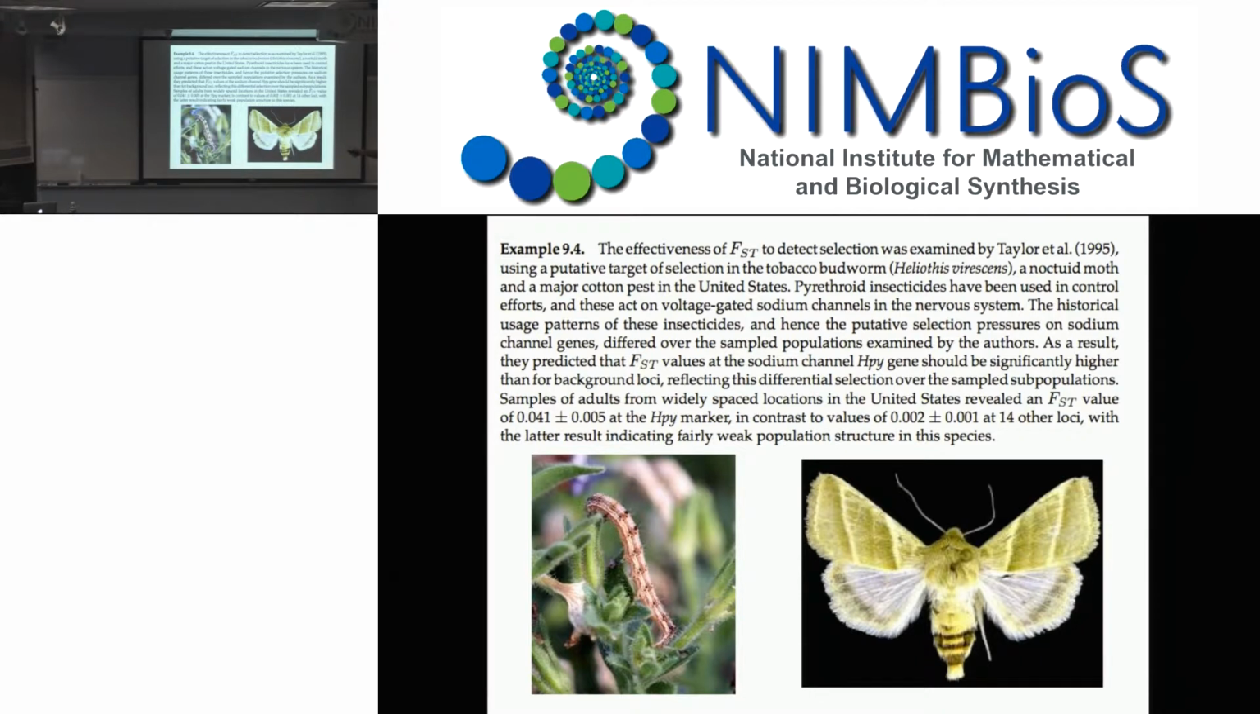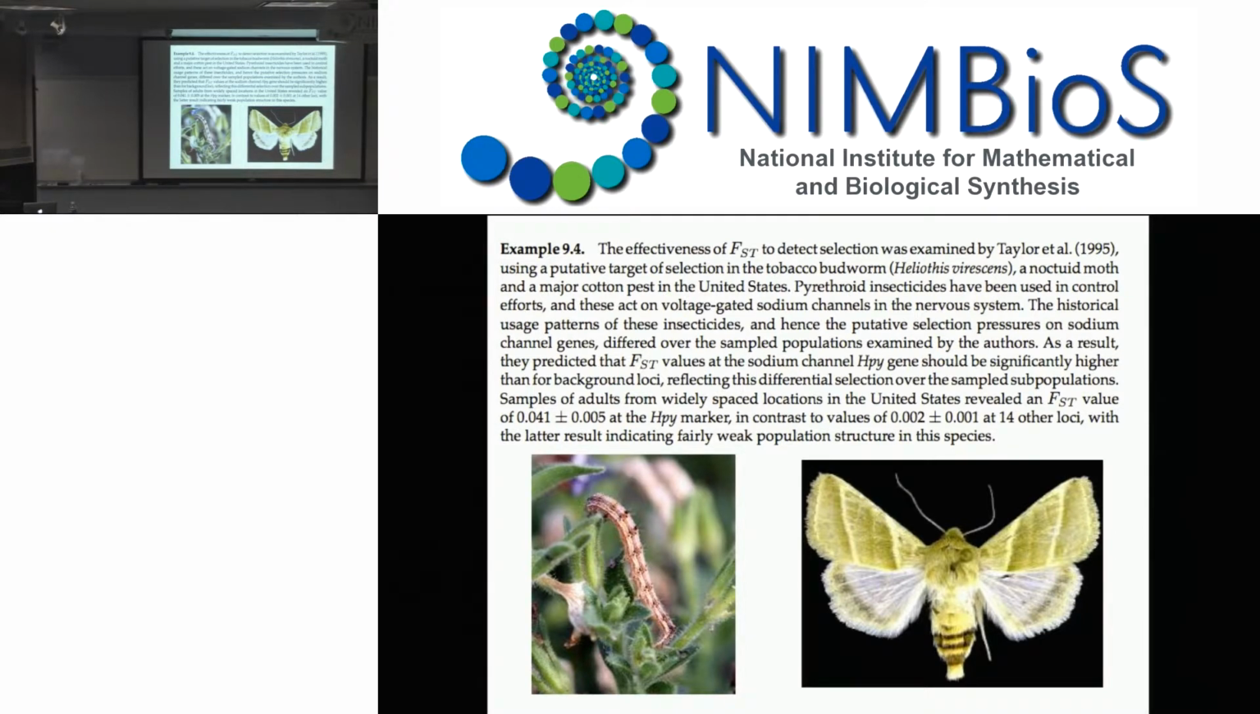What they showed was they looked at a wide sample across the US, and the FST value for the HPY gene, the gene in the sodium channel, was about 4% plus or minus 0.5%. Then they took 14 other random loci, and those were 0.2% plus or minus 0.1%. So there's much more structure in this gene than in a random background set of genes. So it shows much more divergence among populations, and that makes sense if you have different amounts of pesticide usage historically, and in fact, the populations were chosen for that reason.